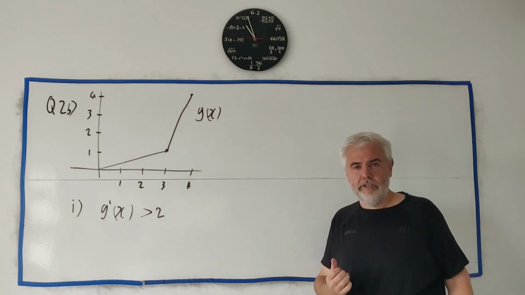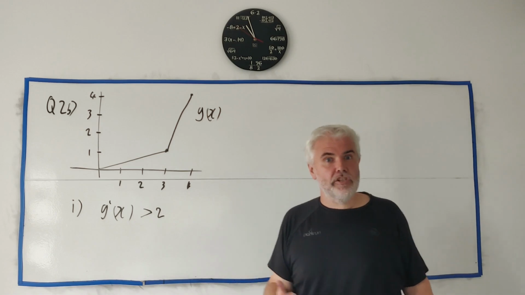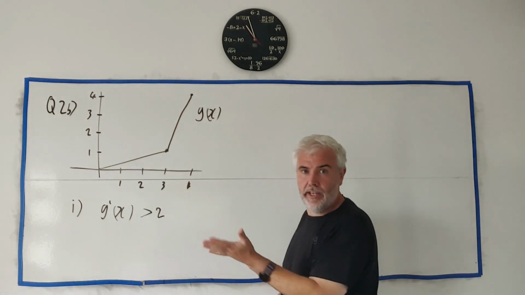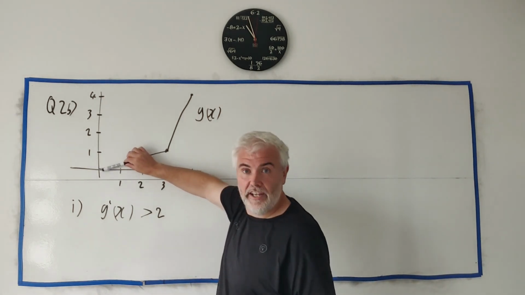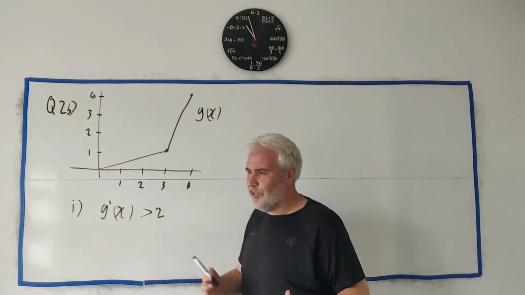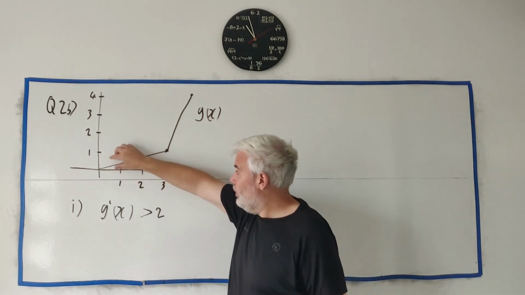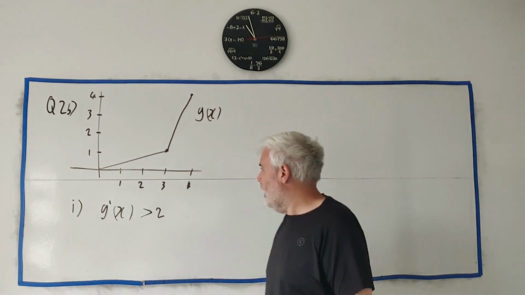They need you to understand that derivatives are the slopes of the tangent to a curve. In this case, it's a curve. A straight line is a curve. The tangent to this line is the line itself. So what they're asking is, what's the gradient? What's the slope of this line and the slope of this line, because that is the derivative.